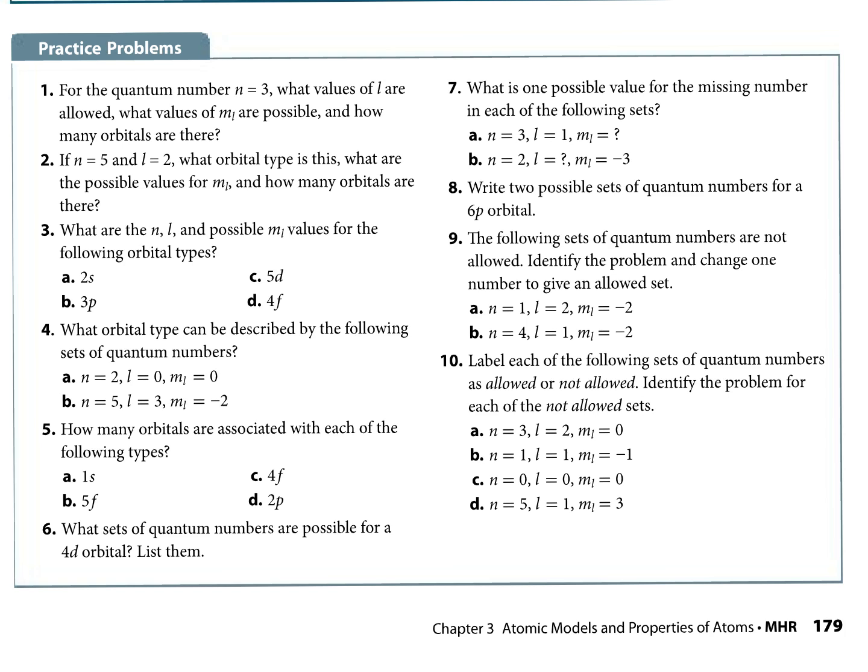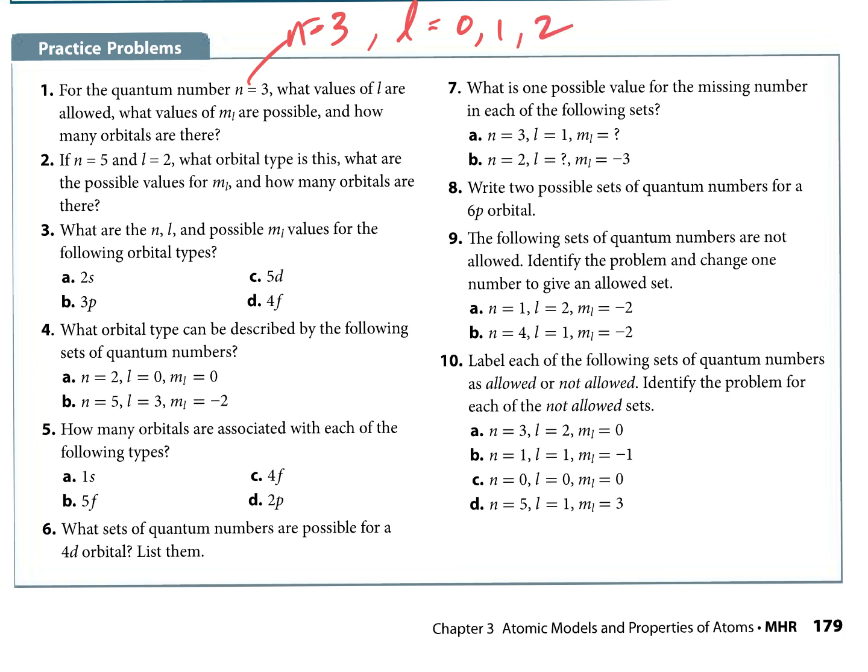Question number 1 says, for the quantum number n equals 3, what values of L are allowed? Well, we can use the internal coding rule to figure that out. If n equals 3, then L can range from any integer from 0 to 1 less than n. So that means the possible values of L are going to be 0, 1, or 2.